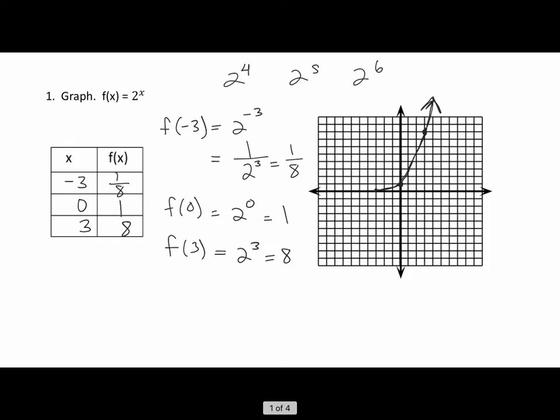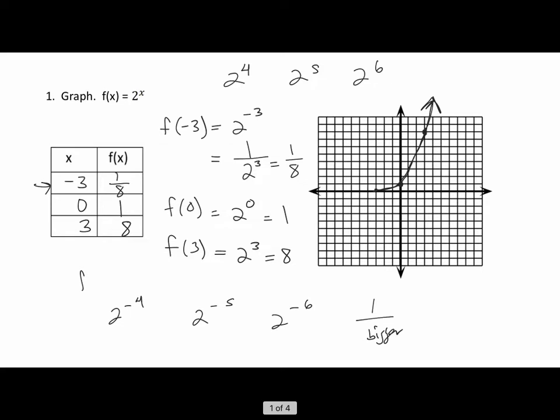What happens as we go left of this negative 3? So if we have 2 to the negative 4, or 2 to the negative 5, or 2 to the negative 6, then we have 1 over a number that's getting bigger and bigger. So will this ever be equal to 0? Like, 2 to what power would give me 0?